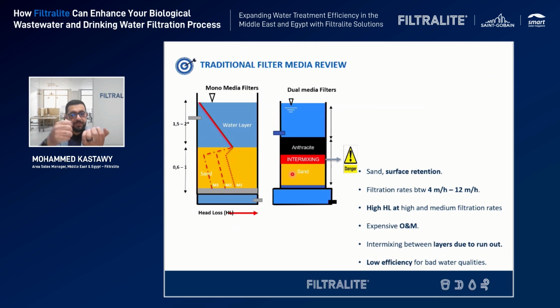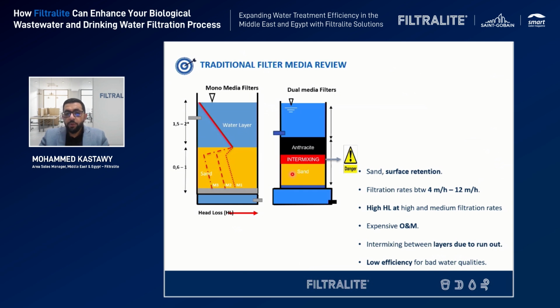So you can use the space between the particles and, at the same time, the holes inside the particle itself. With normal filtration or filter media, the filtration rate is usually between 4 meters per hour and up to 12 meters per hour. While with Filtralite, you can increase it to reach 20.